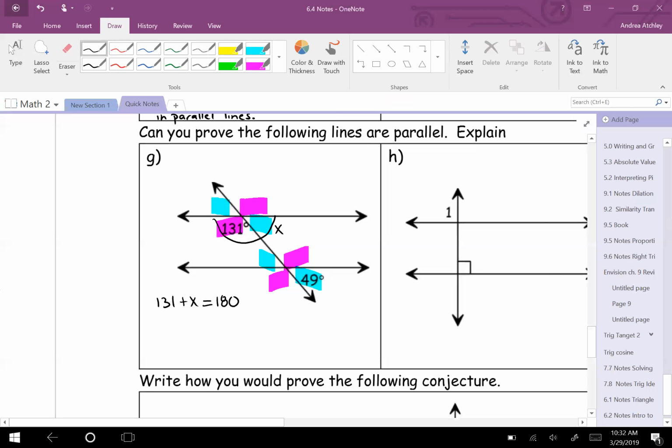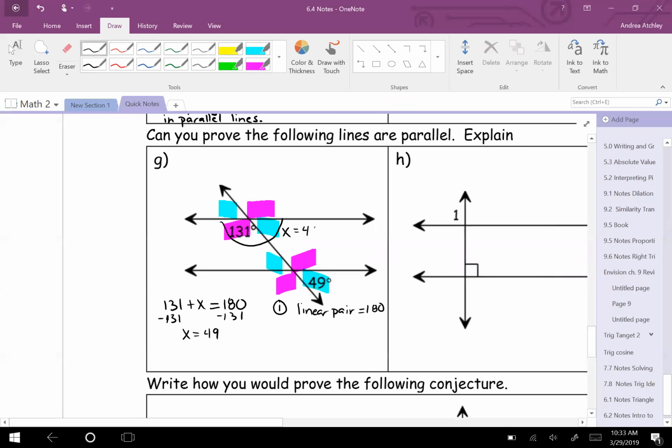So these two should add to 180 because they are a linear pair. They form that straight line. That's the first thing. The reasoning is linear pairs equal 180. So I'm going to subtract the 131, and I get X equals 49. Now I can say that those two angles are congruent, right? So that means the lines are parallel.